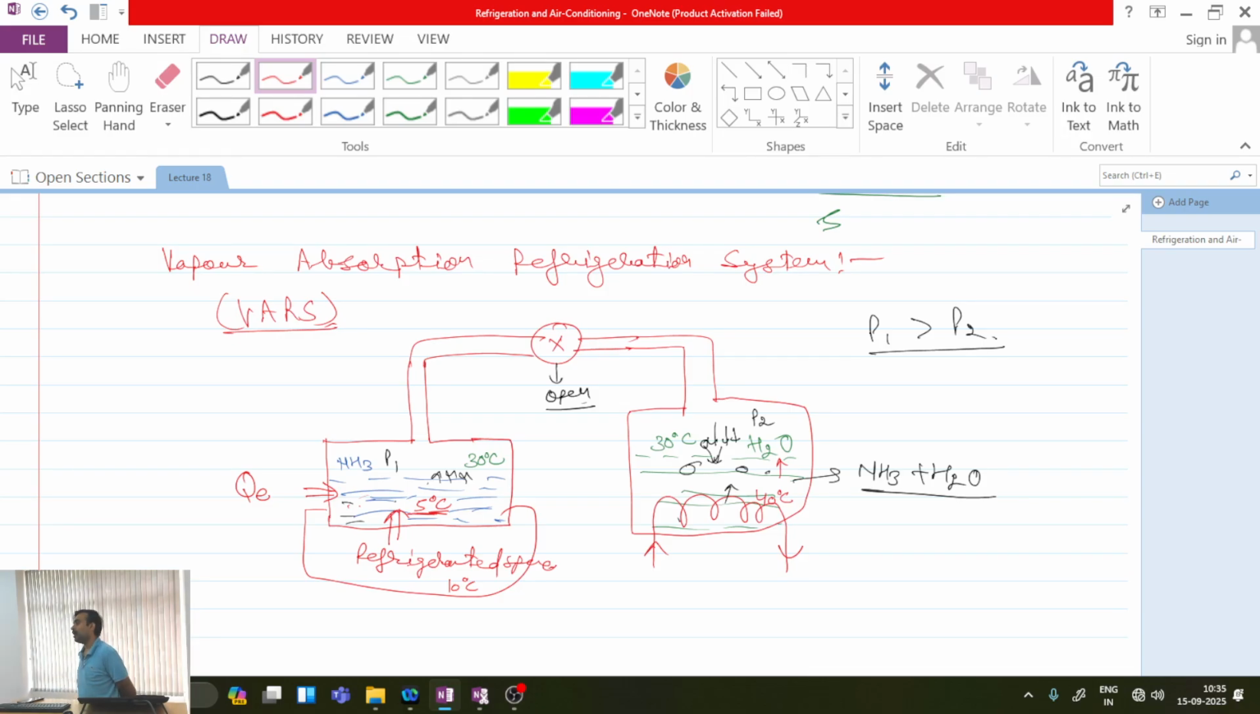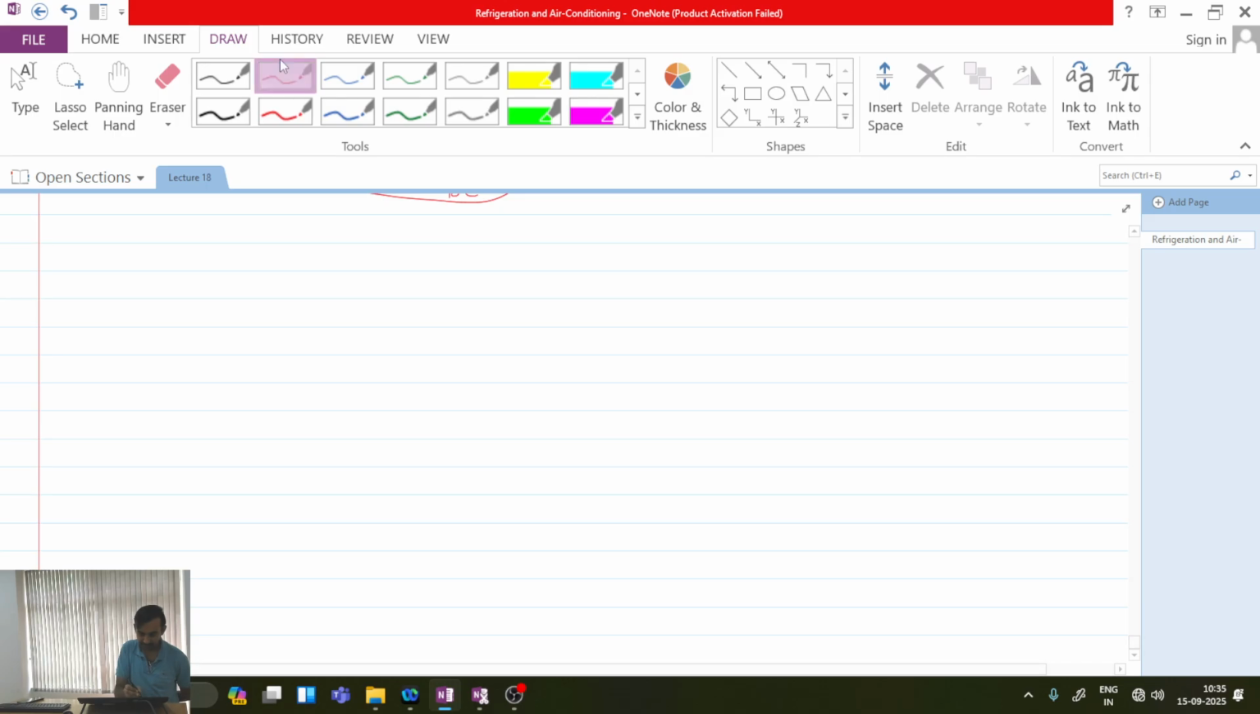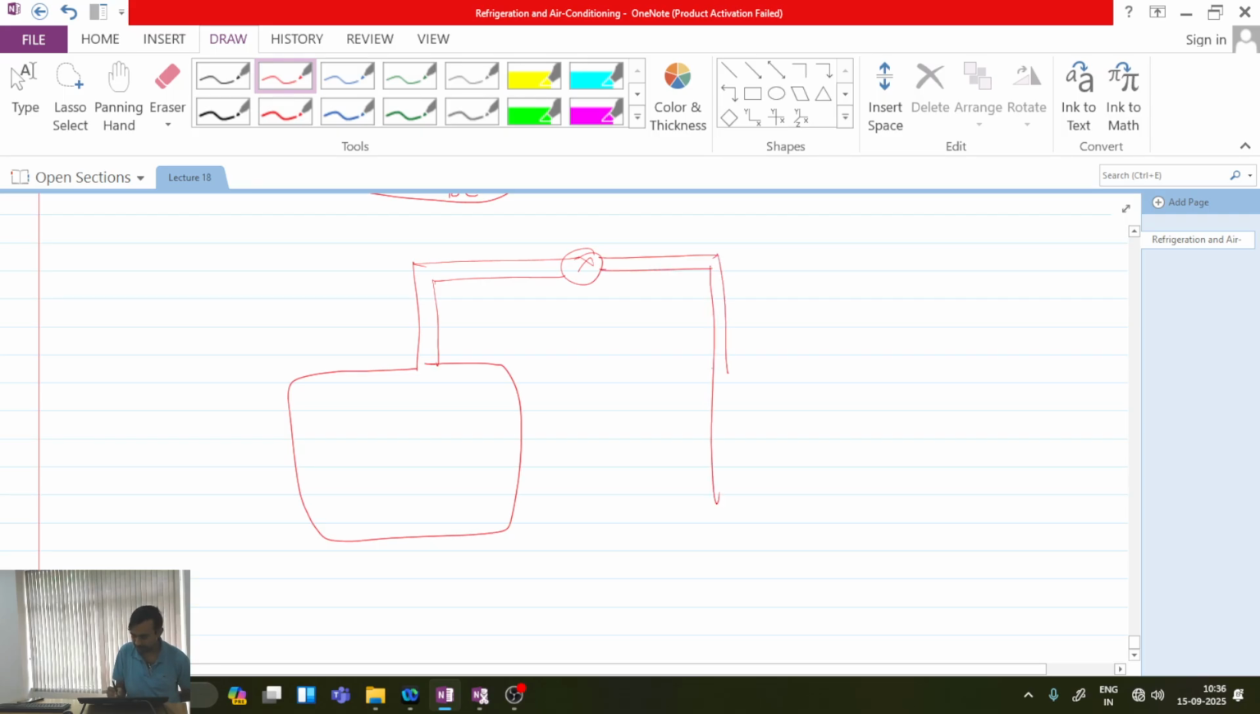So what do I need to do now? In order to do the refrigeration again, I have to go back to the original state. Is this one clear? So in order to go back to the original state, I'll use these in open position only. So this chamber was not having any ammonia and this chamber was now very much filled with ammonia and water. What will I do now? Now I will start heating this first chamber.